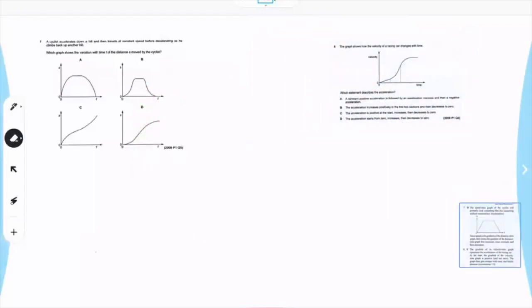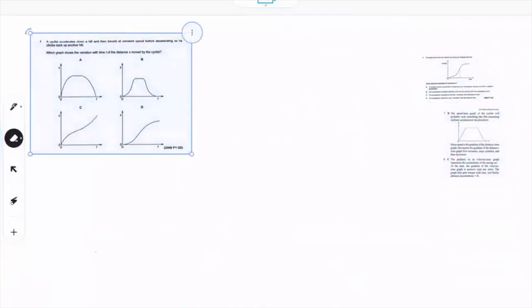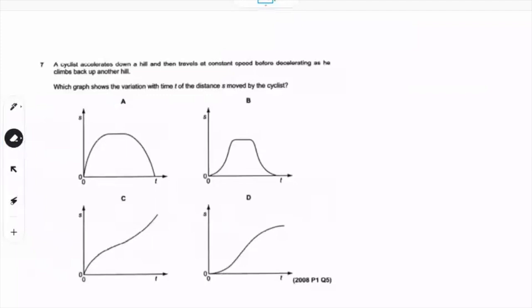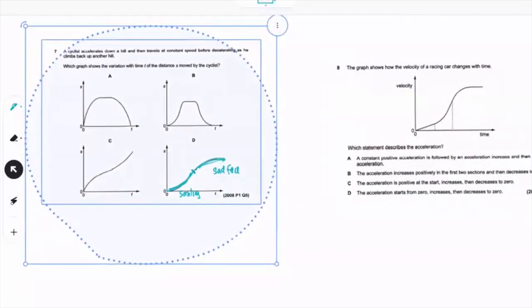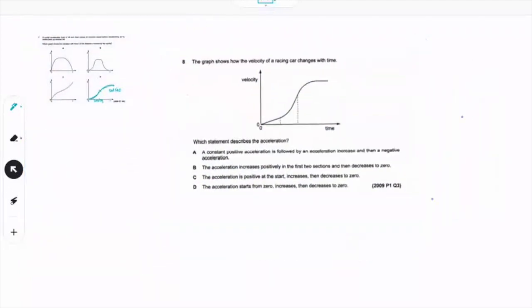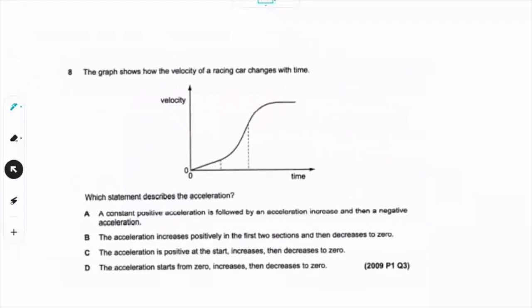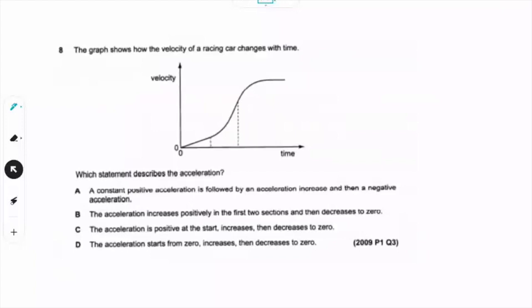Try question 7. Is it D? Accelerate on the hill. Yeah, correct. Accelerate because this one is smiling face. This part is sad face. Okay. Racing car.